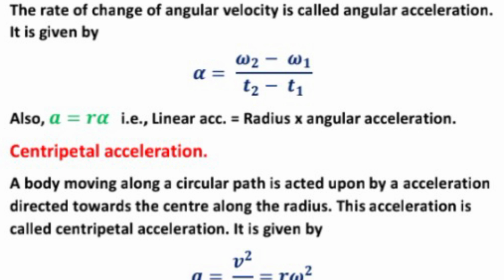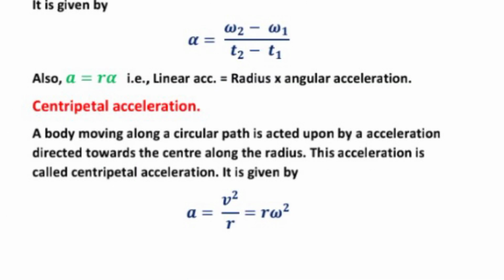Now the centripetal acceleration. A body moving along a circular path is acted upon by an acceleration directed towards the center along the radius. This acceleration is called centripetal acceleration, and it is given by a equals v square upon R, and it will be equal to R omega square.